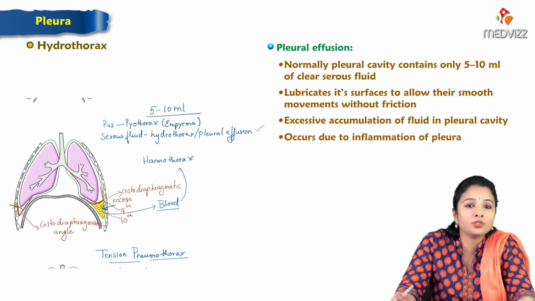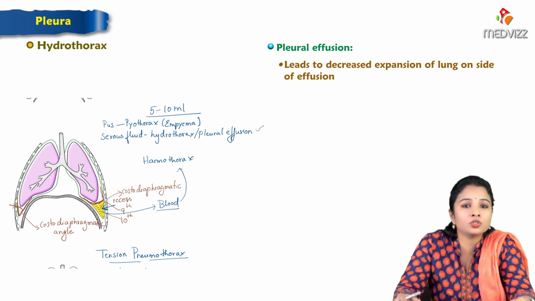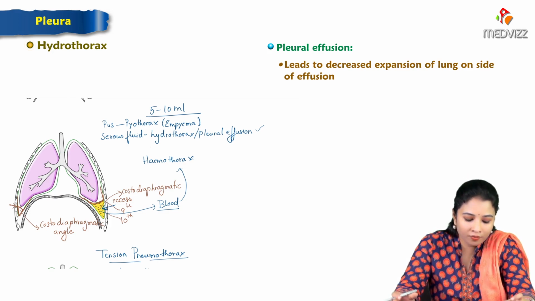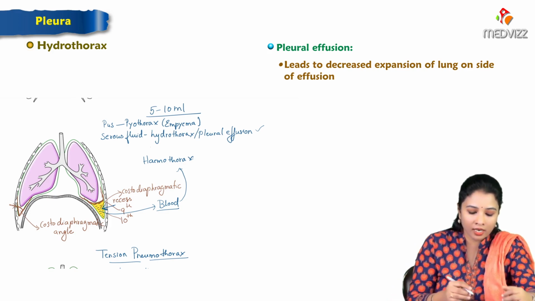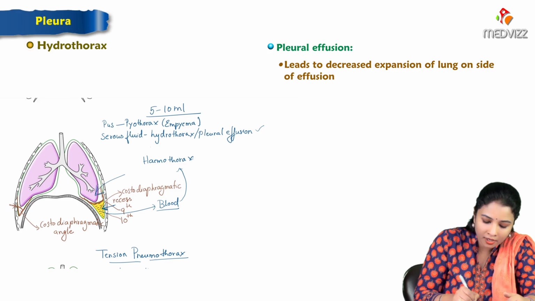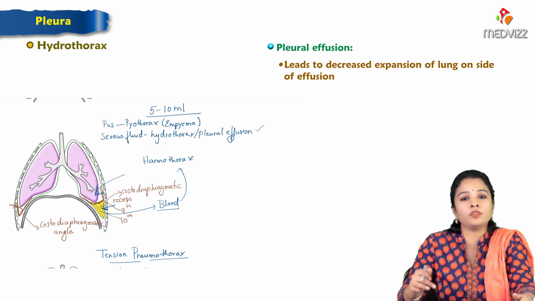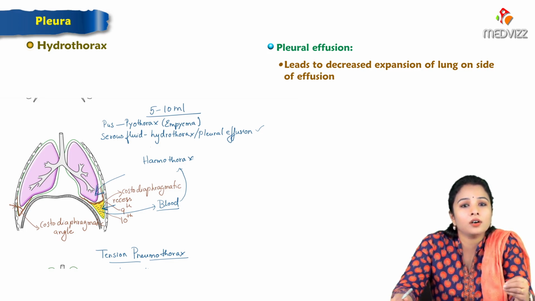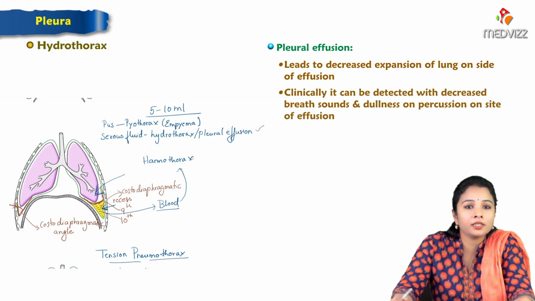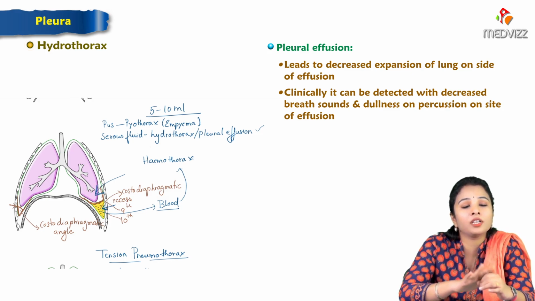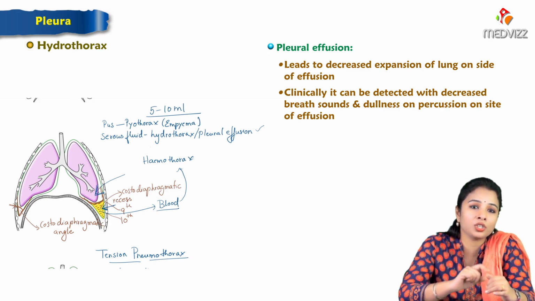It usually occurs due to inflammation of the pleura. The pleural effusion leads to decreased expansion of the lung on the side of the effusion, because of the collection of the fluid. Clinically it can be detected with decreased breath sounds and dullness on percussion at the site of effusion. If you do percussion, tapping, you can feel the dullness at the site of collection of fluid.